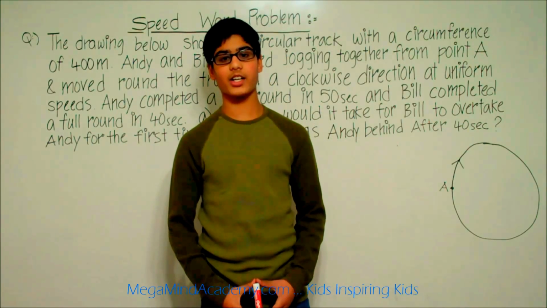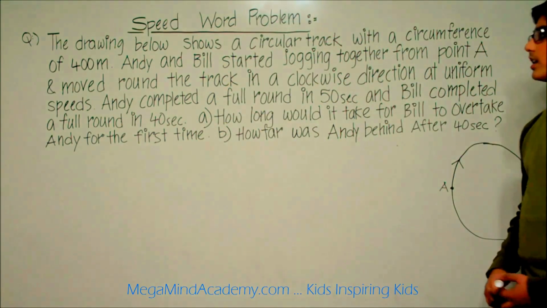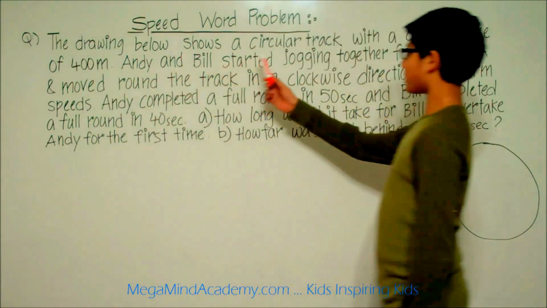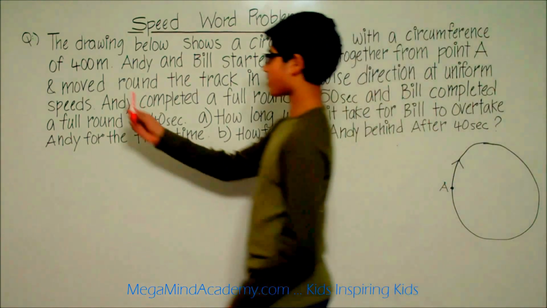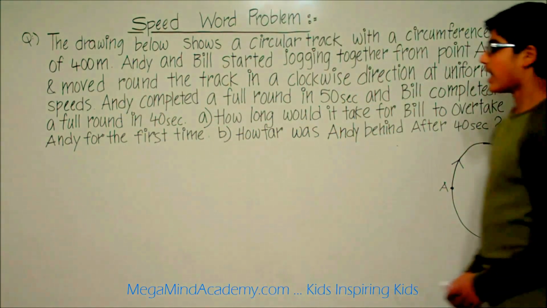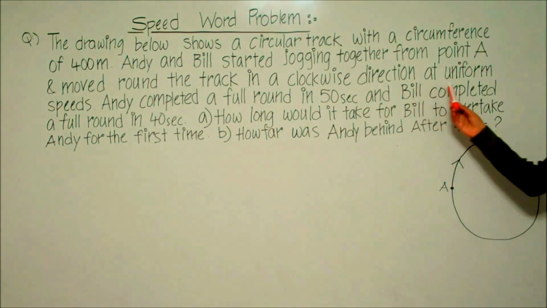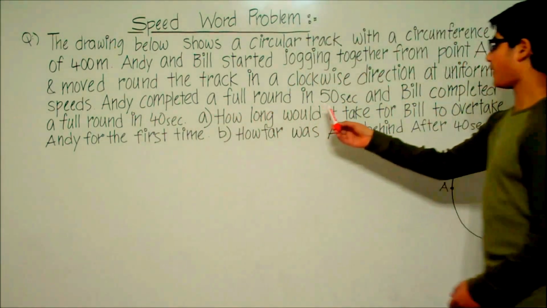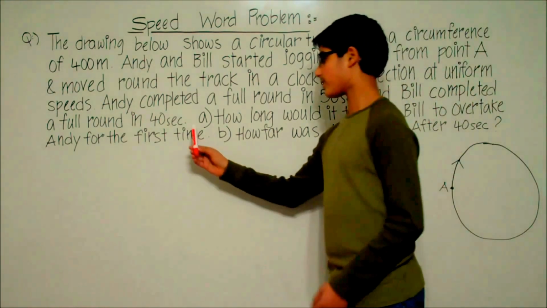Today we're going to learn about speed word problems. Let's say we have a problem like this. The drawing below shows a circular track with a circumference of 400 meters. Andy and Bill started jogging together from point A and moved around the track in a clockwise direction at uniform speeds. Andy completed a full round in 50 seconds and Bill completed a full round in 40 seconds.